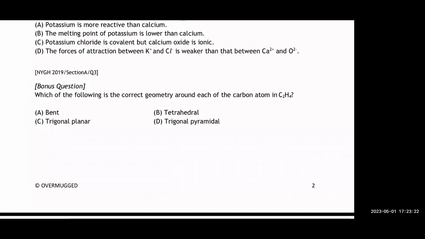Are you all able to answer the bonus question? You all got to learn your VSEPR. Do any of those words look familiar to you? The answer is B. You all chose B. Oh, you all need to know B.